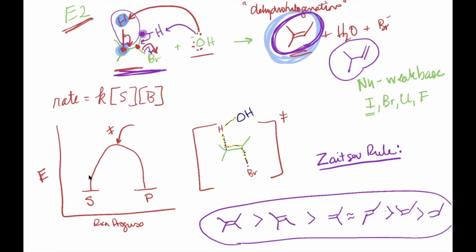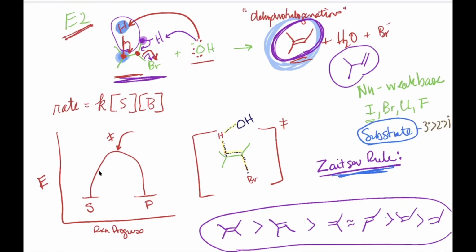So now let's talk about the substrate. What kind of substrate do we need for E2 to happen? So this is one where it differs from SN1 and SN2. E2 prefers to have a tertiary alkyl halide, and then secondary, and then primary. So more substituents is better, and that's because of Zaitsev's rule. So E2 prefers to have more alkyl substituents on our final double bond, so we want a more substituted starting material.